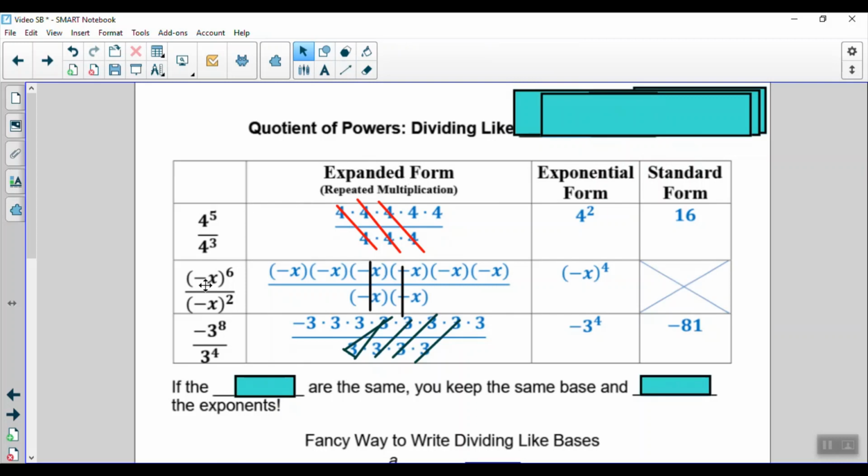Hopefully we're seeing a pattern here too. Last time we were adding exponents, but this time if our bases are the same, we're going to subtract our exponents when we divide, right? 5 minus 3 gives us 2. 6 minus 2 gives us 4. 8 minus 4 gives us 4, right? So we keep our base the same, like here our base was 4, we kept that, negative x, 3, right? But we subtract our exponents when we're dividing.